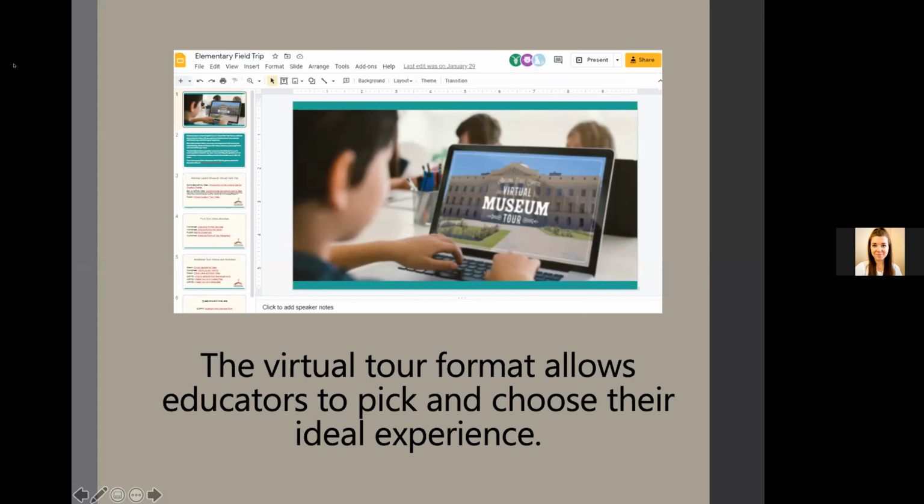The format allows educators to pick and choose which videos, resources, and activities to use and assign that will best fit your unique lesson plans and classroom needs. All videos, resources, and activities are linked into the Google Slide presentation that will be sent to you as a confirmation of your field trip that you've requested. And then again, this just allows you that flexibility for scheduling and customizing to your needs.